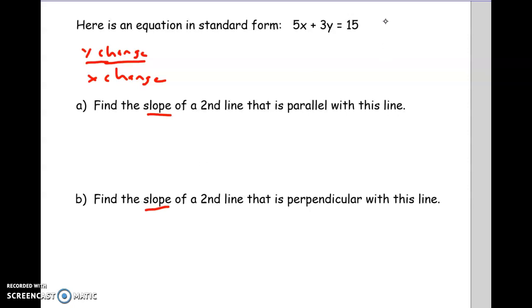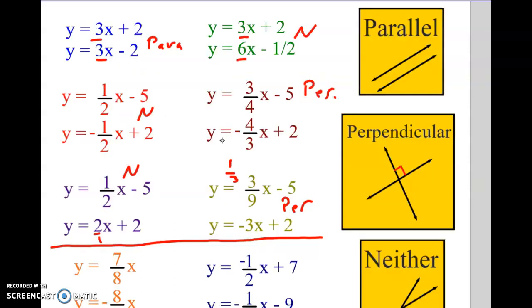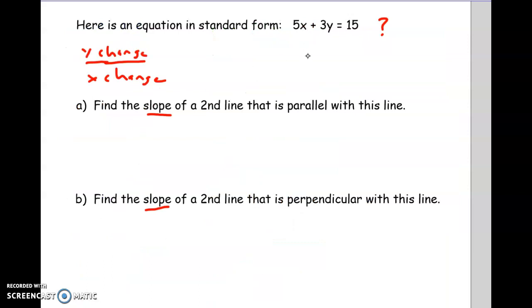All right, any thoughts? How are we going to do this, right? I can't tell the slope. Like on this previous one, we could tell the slopes really easily. But in this case, what do we have to do here first? Any thoughts? Okay, so the answer is we have to find the slope.